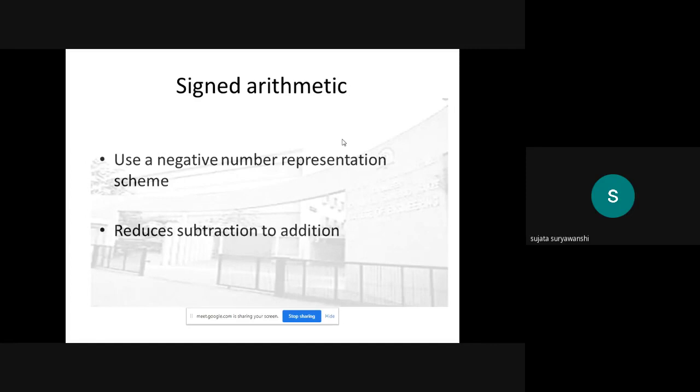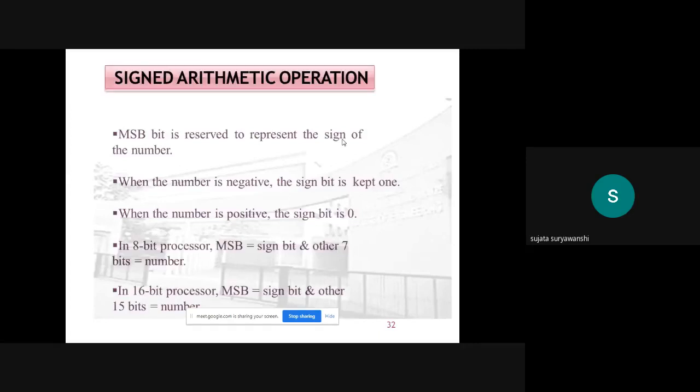If the MSB bit is 0, then is the number positive or negative? Yes, Srishti is right. Plus. And if the sign bit is 1, then the number is negative. Then the sign arithmetic operations we will see here.